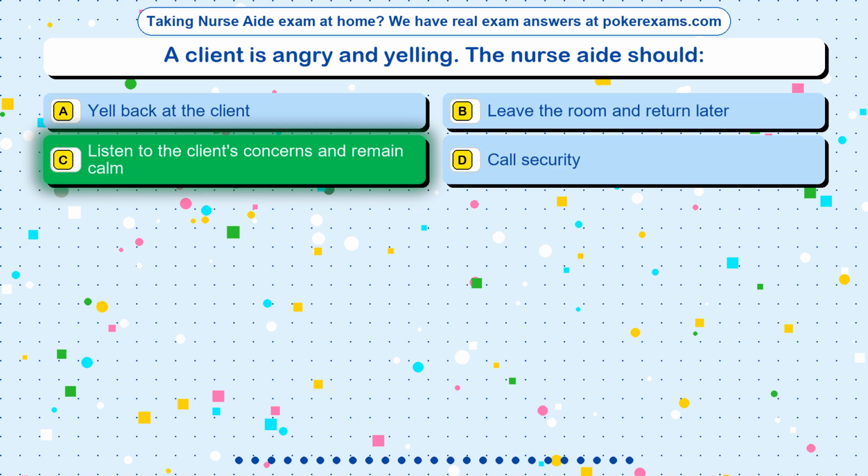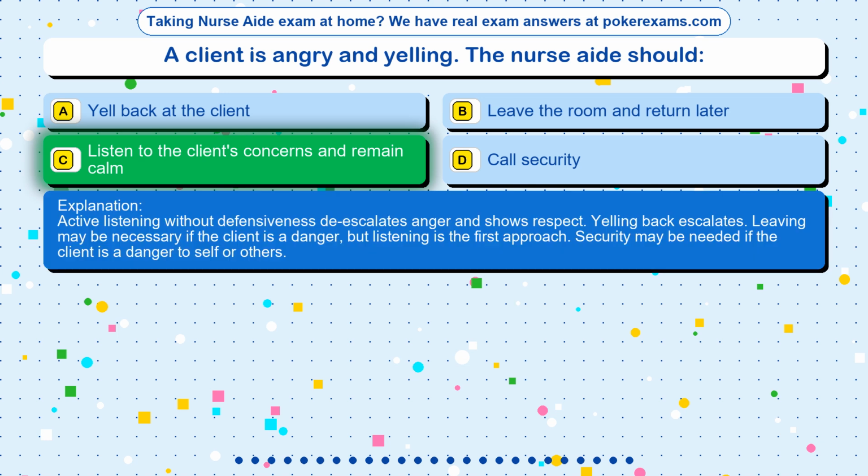The correct answer is option C, listen to the client's concerns and remain calm. Active listening without defensiveness de-escalates anger and shows respect. Yelling back escalates. Leaving may be necessary if the client is a danger, but listening is the first approach. Security may be needed if the client is a danger to self or others.